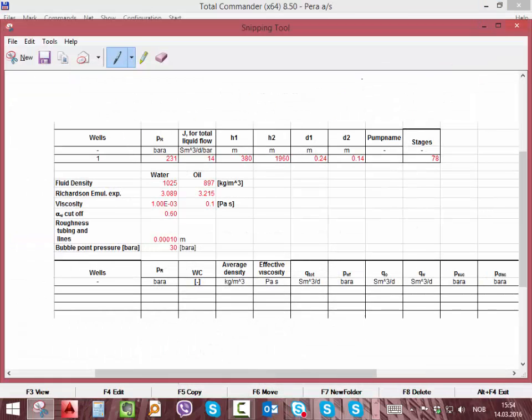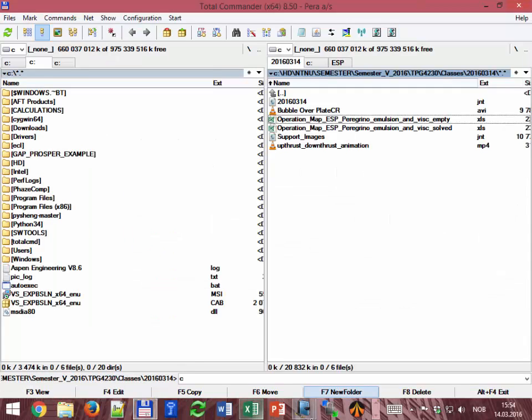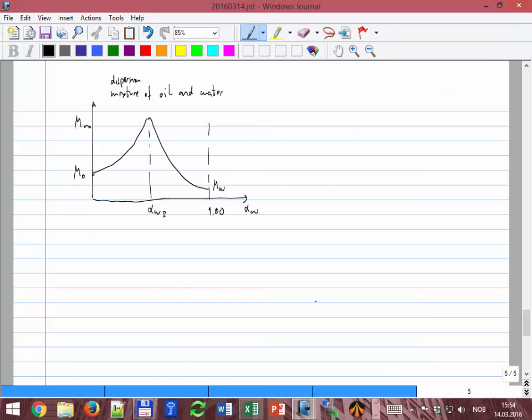From the reservoir people, they say we want that well to produce 1700 standard cubic meters per day of oil, and initially it's not producing any water. Okay, just oil, 1700. That's the target, Q target. And now we want to verify if the pump will be able to deliver that rate or not.